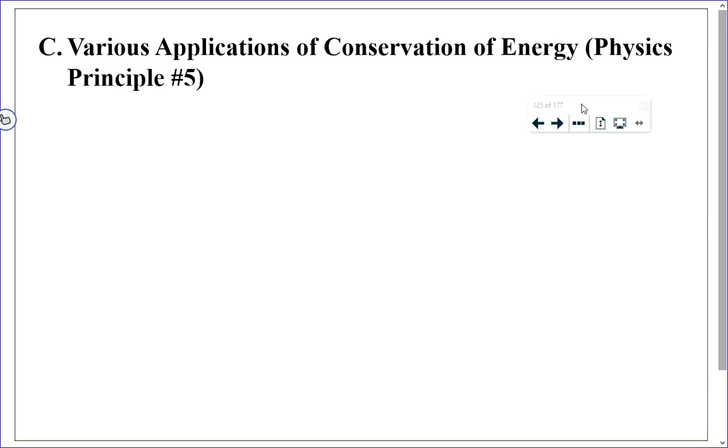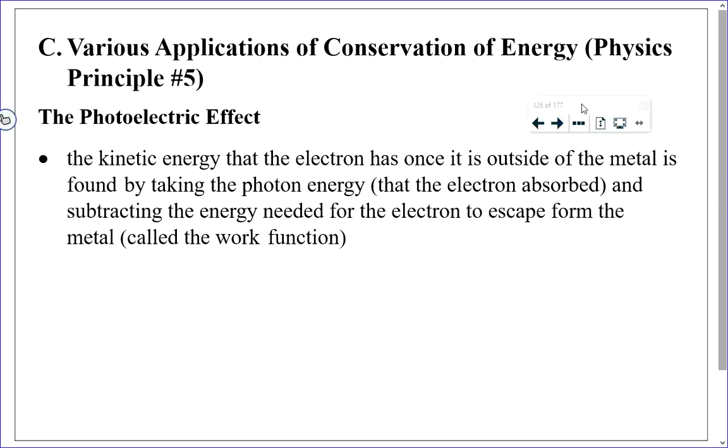C, various applications of conservation of energy. This is very important. Physics principle number 5. The photoelectric effect. The purpose of this video and this handout is not for me to review all of the concepts, so I'm not going to go over in detail the photoelectric effect here. But you should know that in the photoelectric effect, a photon is absorbed by an electron, and the electron, if it's given enough energy, is ejected from the metal.